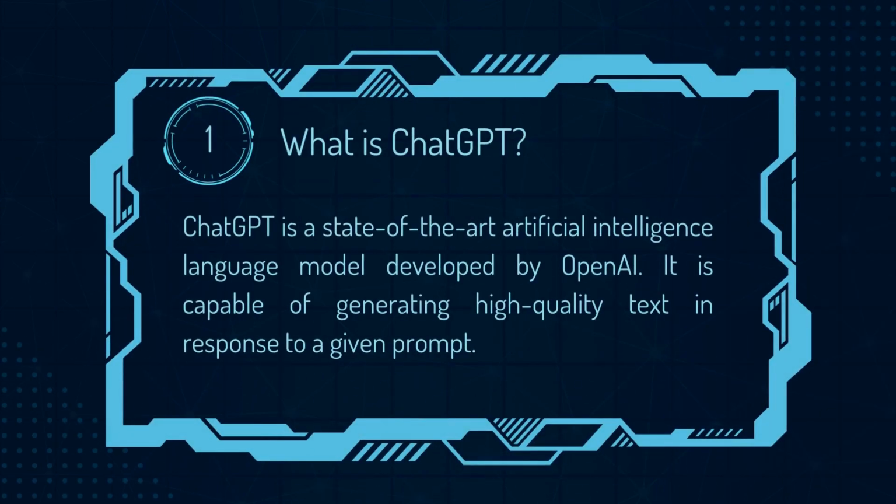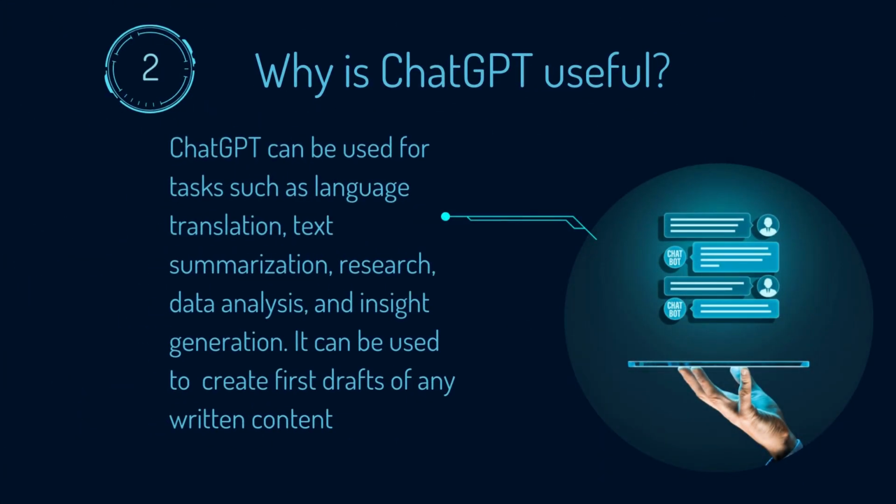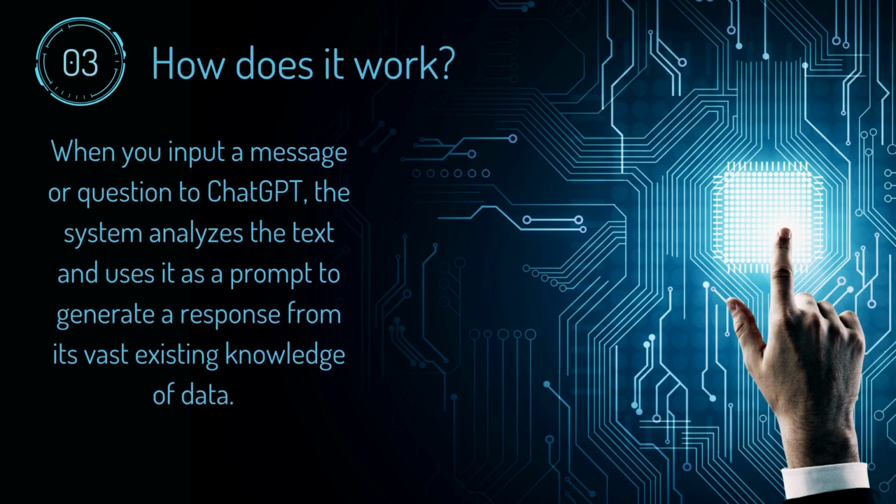What is ChatGPT? ChatGPT is a state-of-the-art artificial intelligence language model, developed by OpenAI. It is capable of generating high-quality text in response to a given prompt. ChatGPT can be used for tasks such as language translation, text summarization, research, data analysis, and insight generation. It can be used to create first drafts of any written content. When you ask ChatGPT a question or send it a message, the system analyzes the text and uses it as a prompt to generate a response from its vast existing knowledge of data.